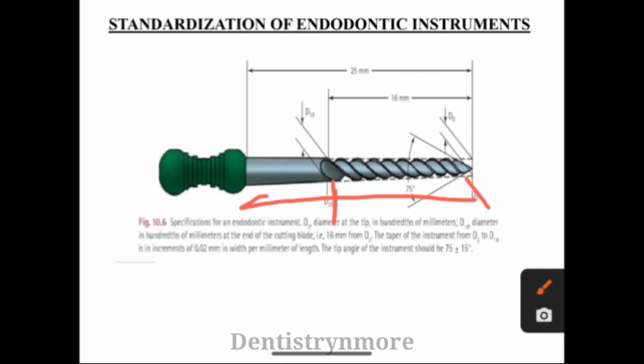It is the diameter in hundredths of a millimeter at the end of the cutting blade, that is 16 mm from D0. And next one is the taper of the instrument from D0 to D16, that is in increments of 0.02 mm in width per millimeter of length. And next one, the tip of the instrument should be 75 plus or minus 15 degrees. So this figure is very important, you can note it.